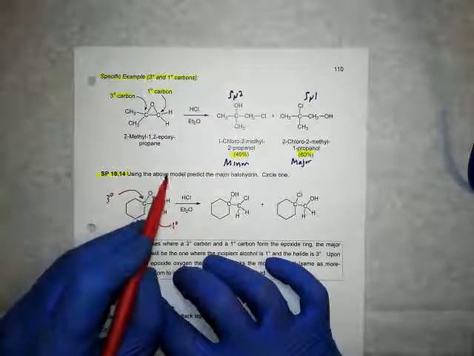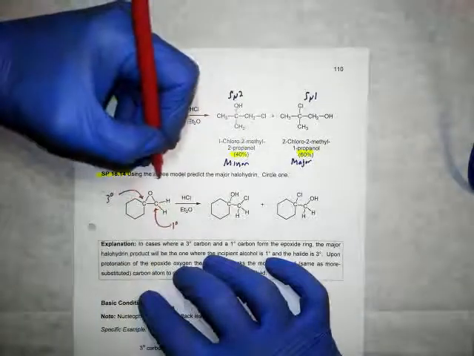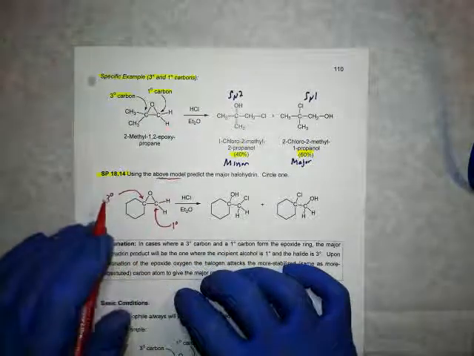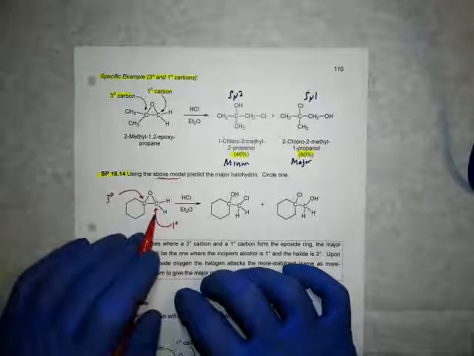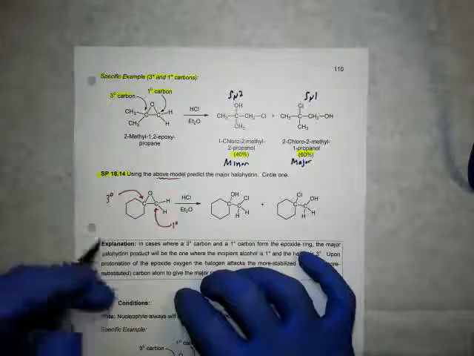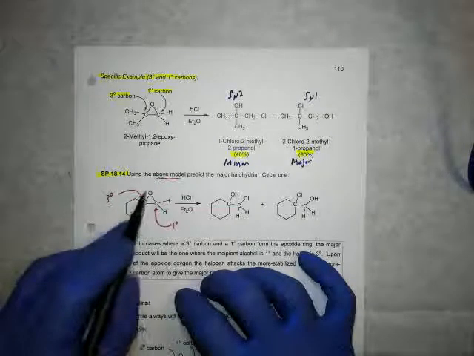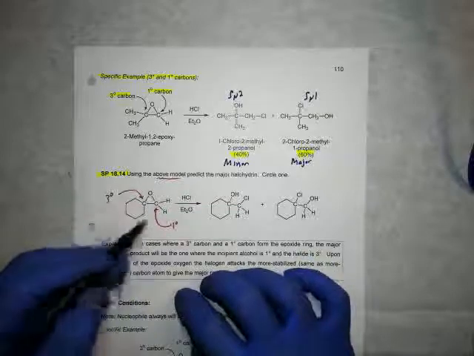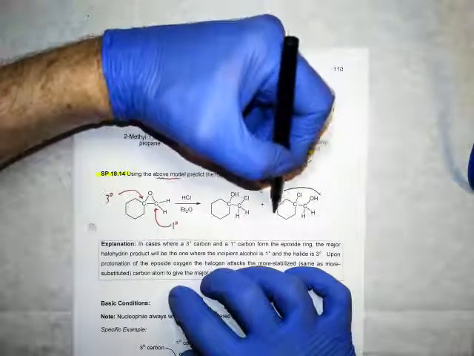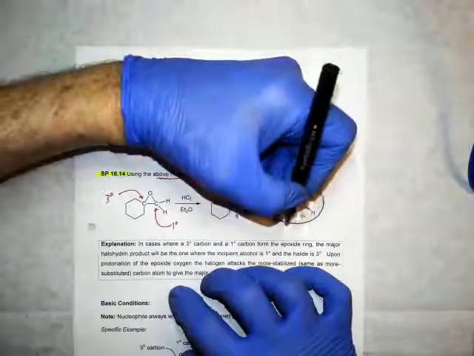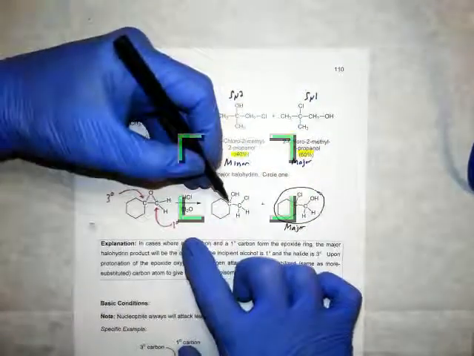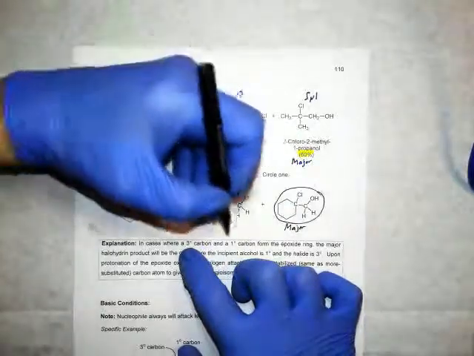So the above model, the one right here, gives us the answer. When you have a case with a tertiary carbon and a primary carbon, you're going to get mostly SN1, okay? Because it's going to pop open and give you a tertiary carbocation. So in this case, our major product is the one on the right. This is our major product. And this one here, with the OH bonded to the tertiary carbon, is going to be the minor product.